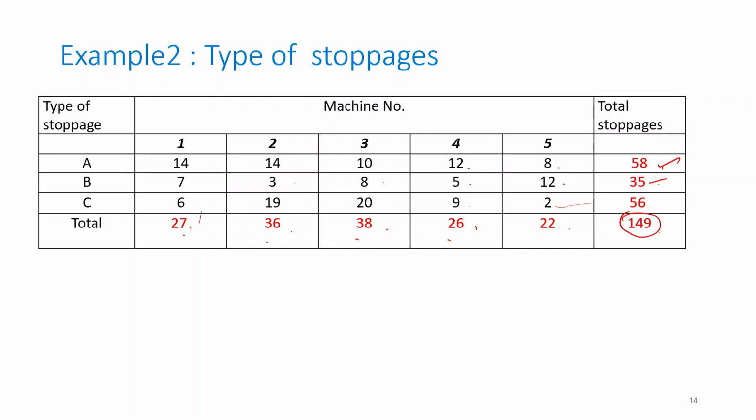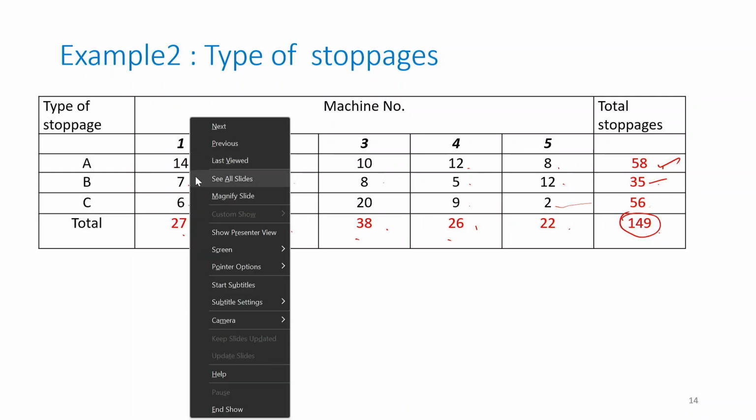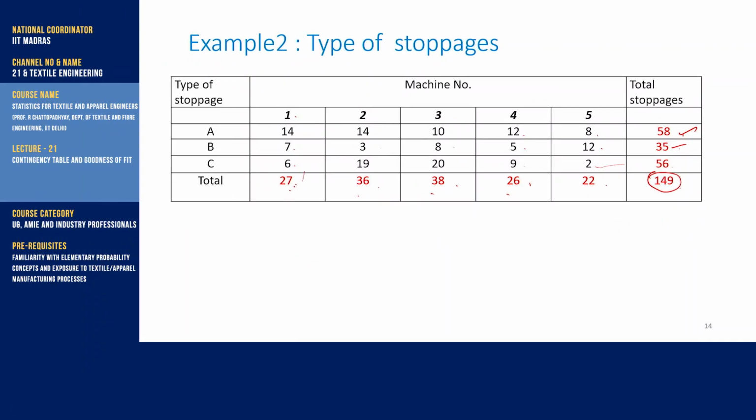Okay, now, 27 is the total number of stoppages of machine 1, which includes A type of stoppage, B type of stoppage, and C type of stoppage. The 3 stoppages taken together give a figure 27. And this is true for the rest of the machines. Now in the case of this also, the null hypothesis is that type of stoppage is independent of machine number.